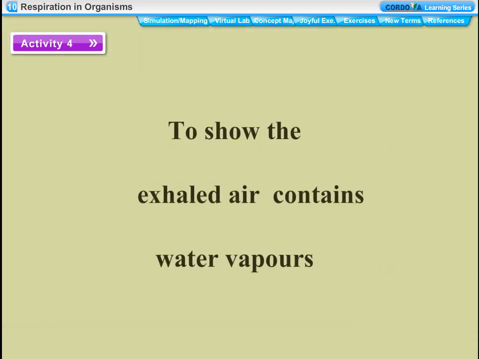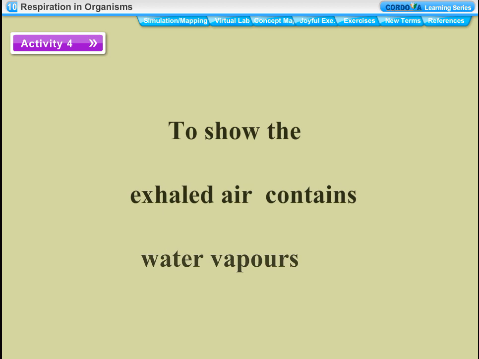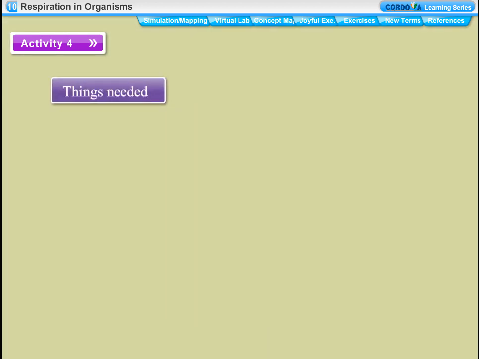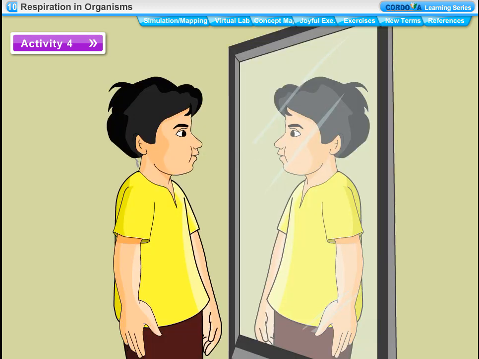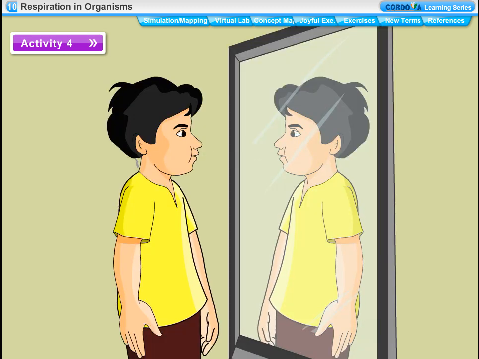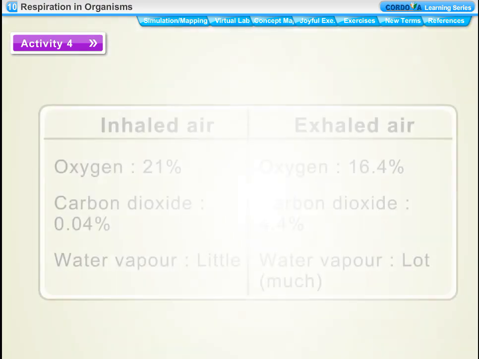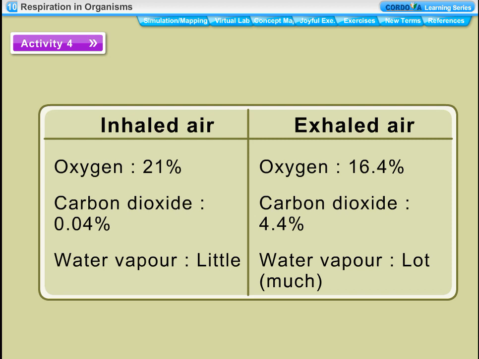Activity 4. To show the exhaled air contains water vapor. Things needed: a mirror. Method: we exhale or breathe out air from our mouth on a clean mirror. Observation: the clean mirror becomes cloudy and we may even find some water droplets on the mirror. Conclusion: the air we breathe out contains water vapor. This water vapor condenses on the mirror surface to form tiny droplets of water.